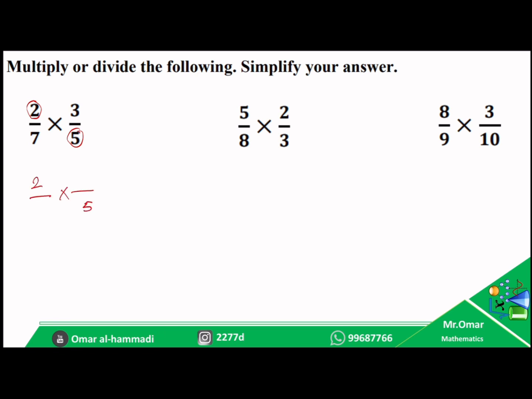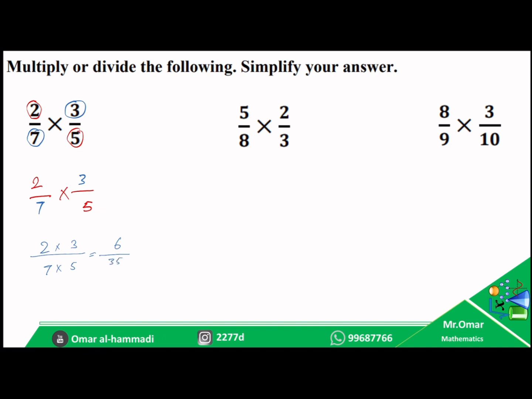And then we have to see, is there any common factor? هل في عامل مشترك بين 7 و3? No. So we have to write down 7 and 3. And that's it. Now we have to multiply 2 multiplied by 3, divided by 7 multiplied by 5. And that's it. 2 multiplied by 3 is 6. 7 multiplied by 5 is 35.